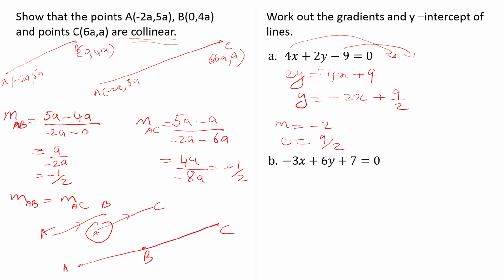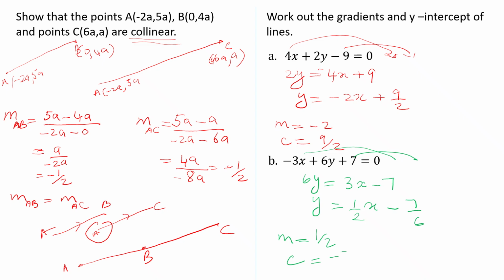Next one, negative 3x plus 6y plus 7 equals 0. So we need to rearrange y equals mx plus c format. So 6y equals, move this other side, 3x minus 7. Now divide by 6 both sides. So y equals 3 divided by 6, half x minus 7 over 6. So m equals half, y-intercept c equals negative 7 over 6.